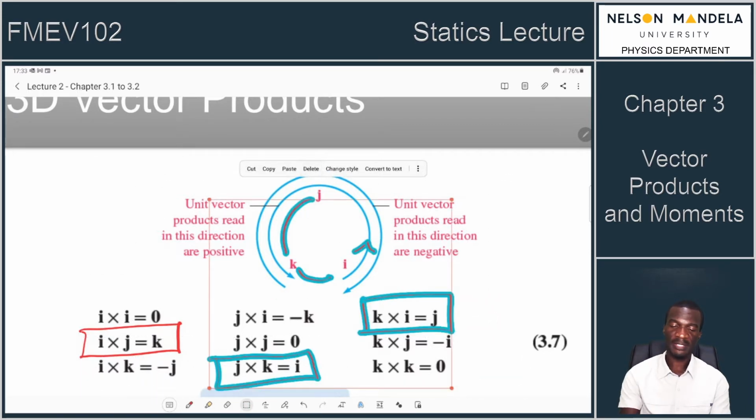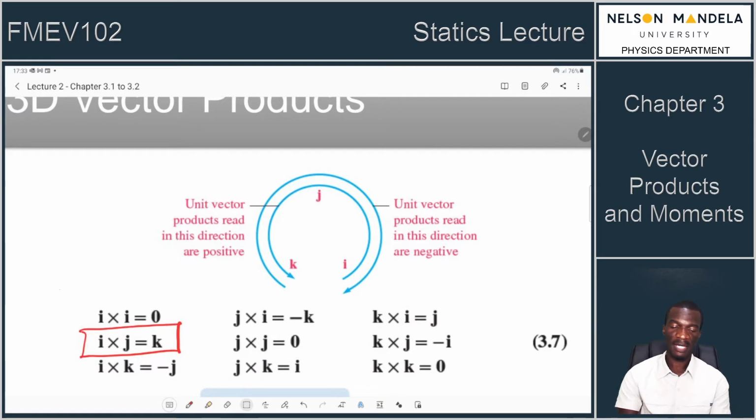how you can determine the unit vector for the product when you are given some vector in 3 dimensions. Now let's start with i cross k. i cross k is obviously going to give us a j. But since we are in the clockwise direction, then instead of a positive j, we will get a negative j. This is why i cross k gives us a negative j.